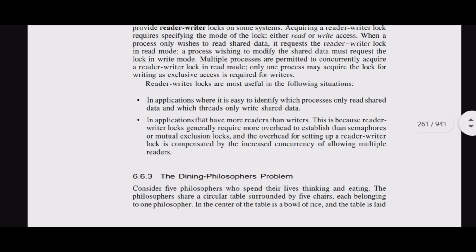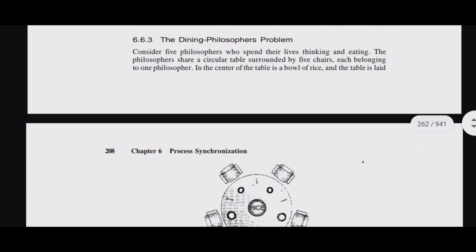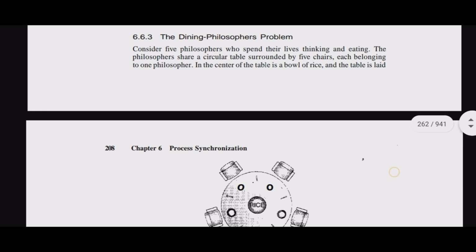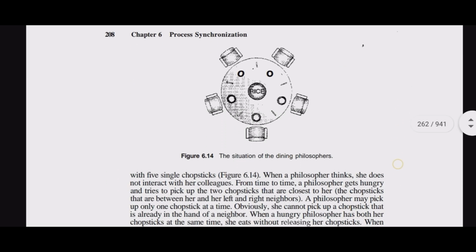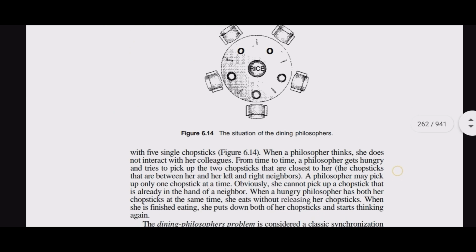The dining philosophers problem. It is a classical synchronization problem that highlights the challenge of resource allocation and deadlock avoidance in a concurrent system. It is named after a scenario where a group of philosophers sit around a circular table with a bowl of rice and a single chopstick between each pair of philosophers. Each philosopher alternates between thinking and eating.